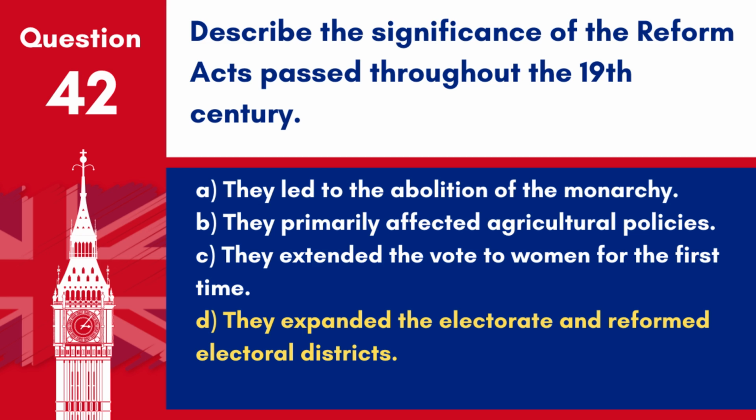Answer: D. They expanded the electorate and reformed electoral districts. The Reform Acts significantly altered the British electoral system by expanding the electorate, making parliamentary seats more reflective of the population distribution and introducing more democratic procedures.